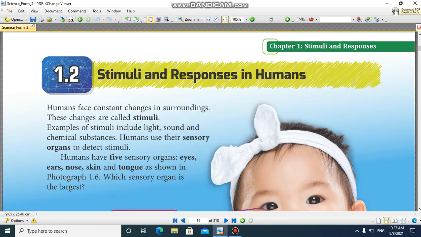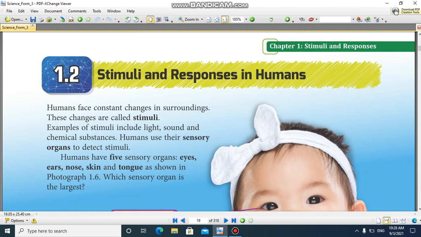Today is 1.2 Stimuli and Responses in Humans. Humans face constant changes in their surroundings. These changes are called stimuli. Examples of stimuli include light, sound, and chemical substances. Humans use their sensory organs to detect stimuli.